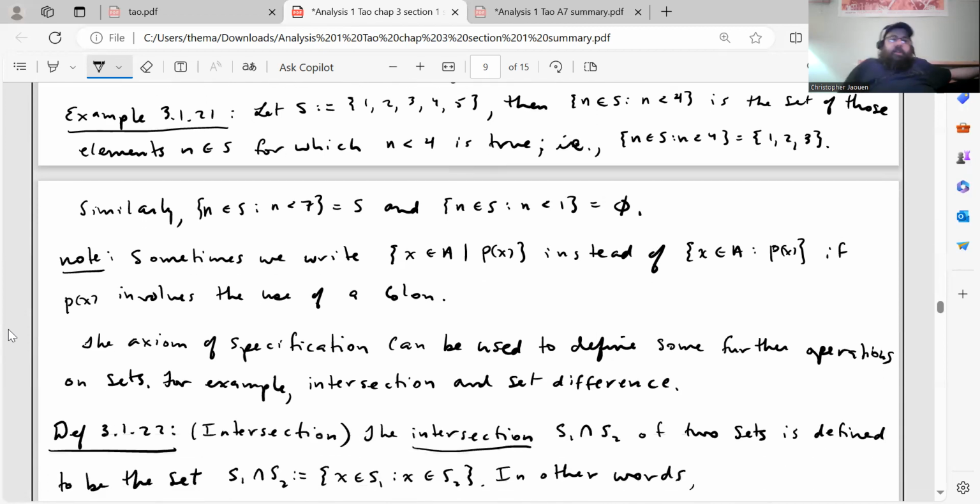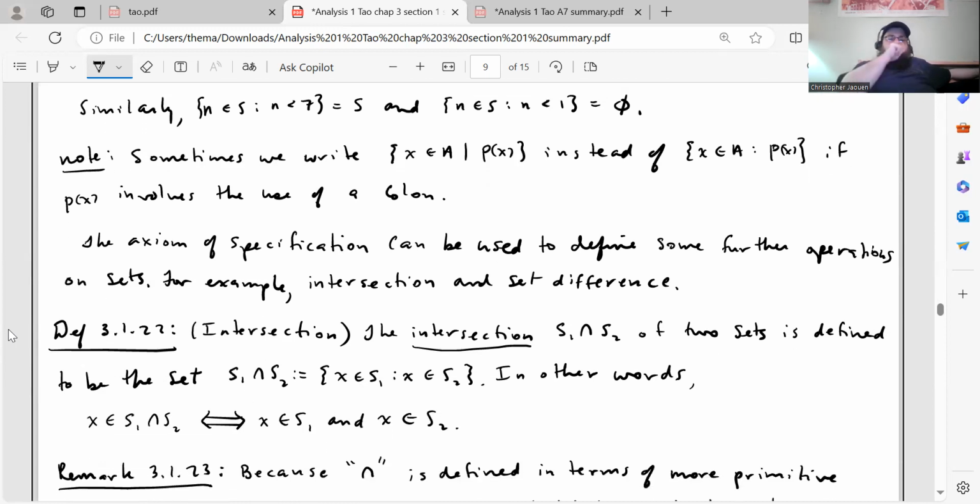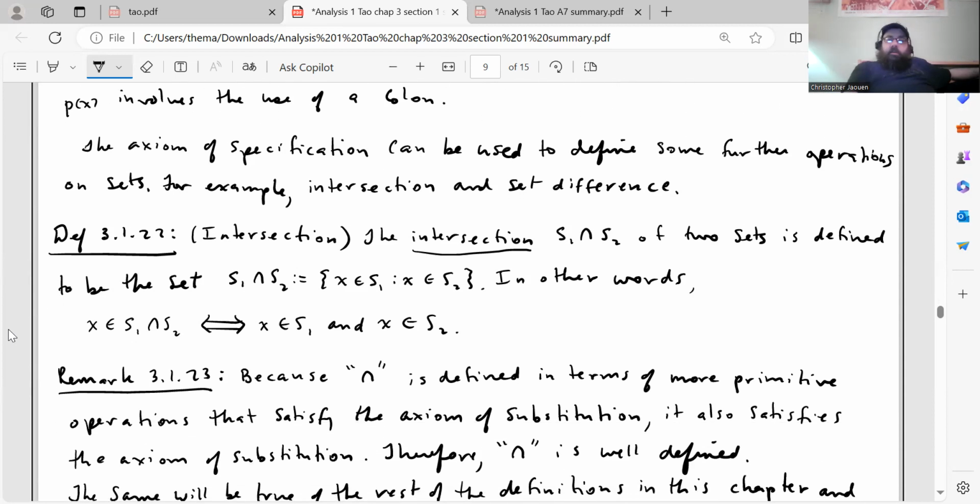Okay, we have a note here. Sometimes we write the set of all x in A such that P of x with a line rather than the colon. Sometimes we do that if we're using a colon to represent some other thing, just so it's not confusing. The axiom of specification can be used to define some further operations on sets, for example, intersection and set difference. So we'll define those next.